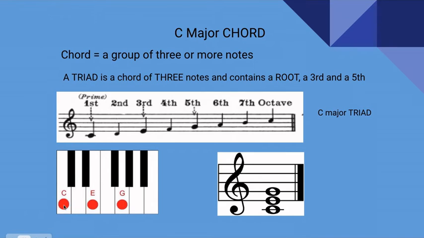If we see in this picture, this is the C major triad, C, E, G. This is called the C major triad. If we write it on the music notes, it's going to be like this. And if we play them all together, this is called the chord.